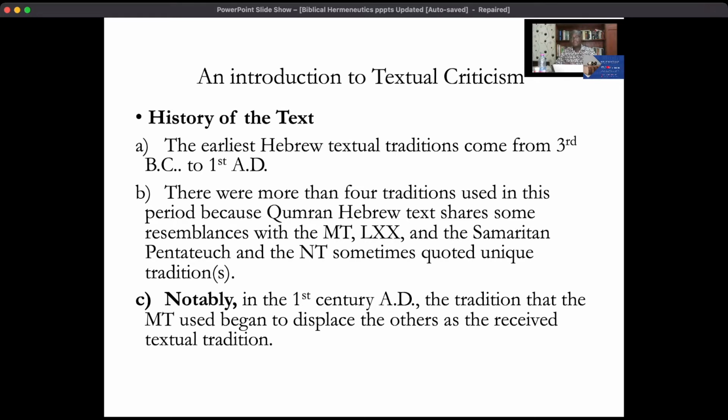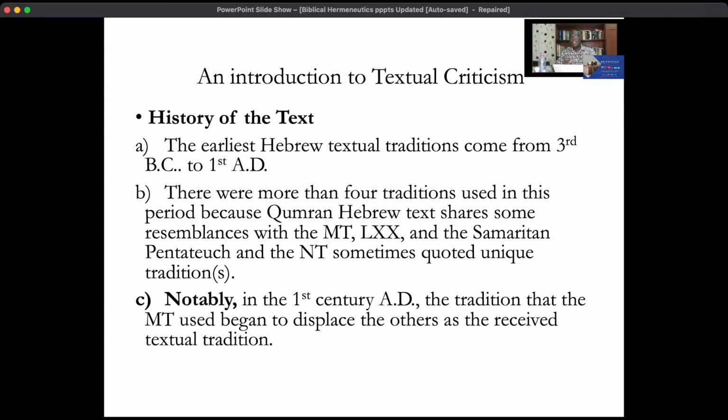Now, what we are saying here is that if you trace the history and development of the Hebrew text, how the text was copied and passed on from one generation to another, the earliest copy that we can find comes to us from the 3rd century BC to the 1st century AD. There were more than 4 traditions used in this period because the Qumran Hebrew text shares some resemblances with the MT, the Masoretic text, the LXX, the Septuagint, and the Samaritan Pentateuch. And the New Testament sometimes quoted unique traditions.